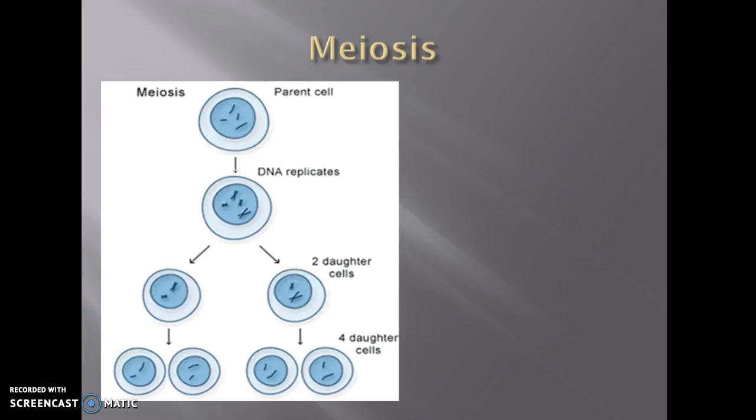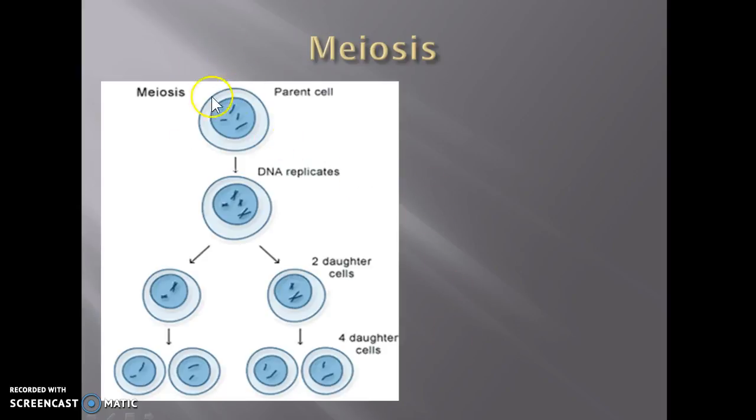Meiosis is the production of gametes, or sex cells. Meiosis is always going to start with a diploid parent cell, and it's going to end with 4 haploid daughter cells that have non-identical genetic material to that of the parent cell, and this is due to crossing over. And crossing over happens during prophase 1 of meiosis, and this is when the chromosomes actually switch genes with each other, which creates more genetic variation.